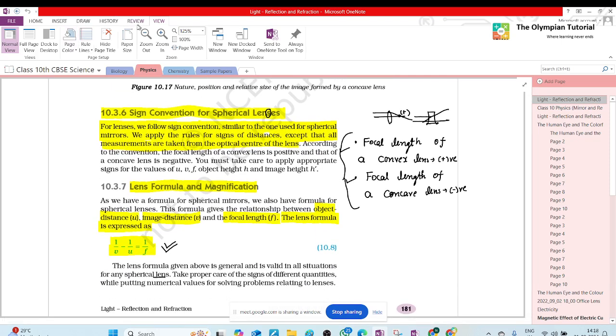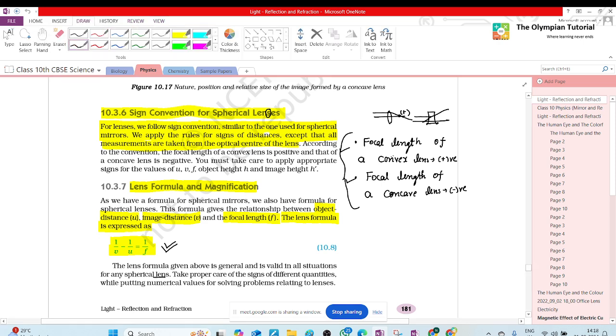This one, the focal length of the convex lens is positive because it is on the right side of the lens, and the concave lens is negative because it is on the left side of the lens.